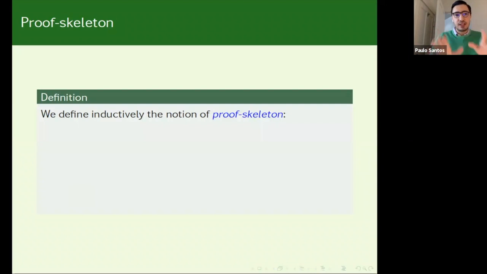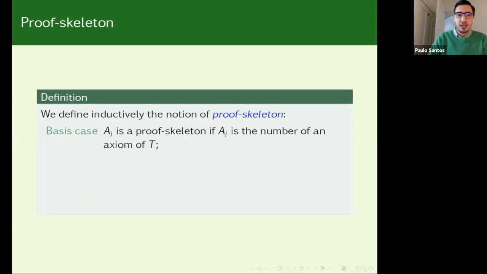I will start by defining more formally what a proof skeleton is, and the definition follows by induction. The basis case is very simple. A_i is a proof skeleton if A_i is the number of an axiom of the theory, of the list of the axioms. And here by number, I do not mean the semantical entity of number, I simply mean a symbol. The idea is that one has, in a bijective way, for each axiom, one symbol.